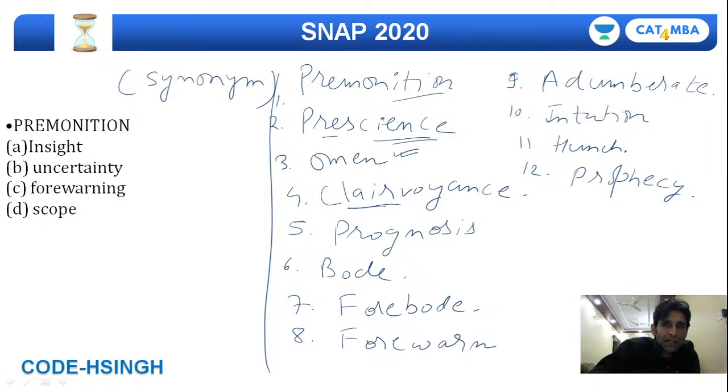Clairvoyance comes from the two roots clair and voyance. Voyance in French means vision. Clair means clear. So clairvoyance essentially translates as clear vision. So when you can see the future, that is clairvoyance.